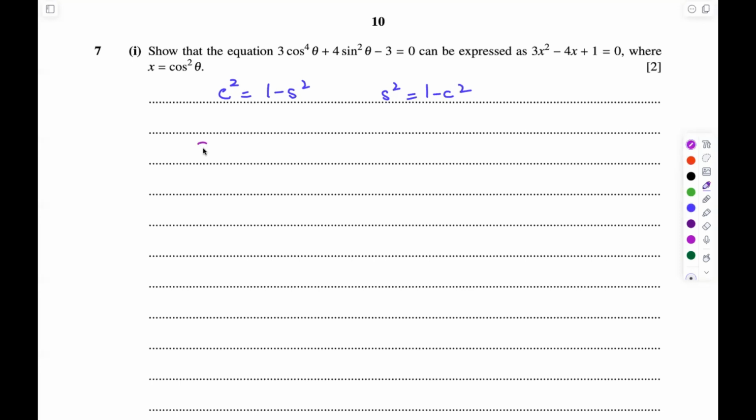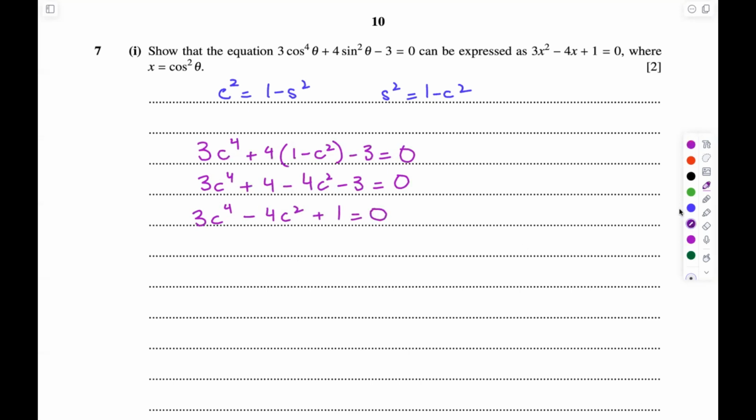So in the equation, we can first write it as 3 cos to the power 4 plus 4 into, in place of sine squared, 1 minus cos squared, minus 3 equals 0. Expanding this, we'll get 3 cos to the power 4 plus 4 minus 4 cos squared, and this will remain minus 3 equals 0. Simplifying this, we'll get 3 cos to the power 4 minus 4 cos squared, and 4 minus 3 is a plus 1 equals 0. Now, as cos squared is equal to x, cos to the power 4 will become x squared. So this equation can be written as 3x squared minus 4x plus 1 equals 0.